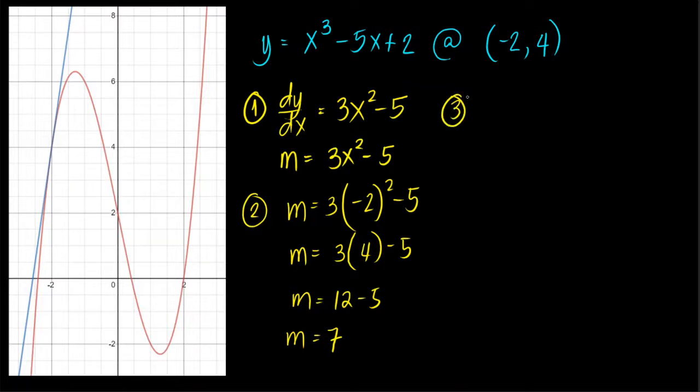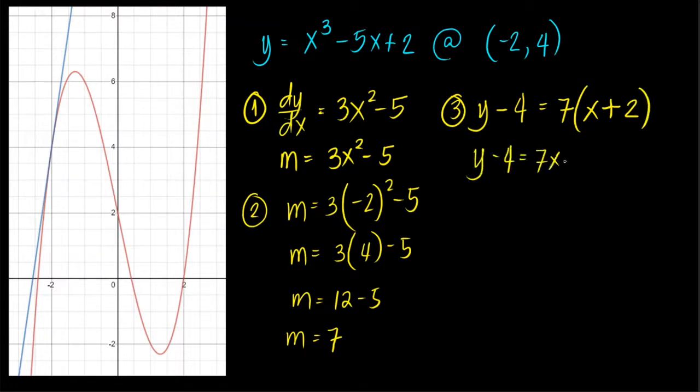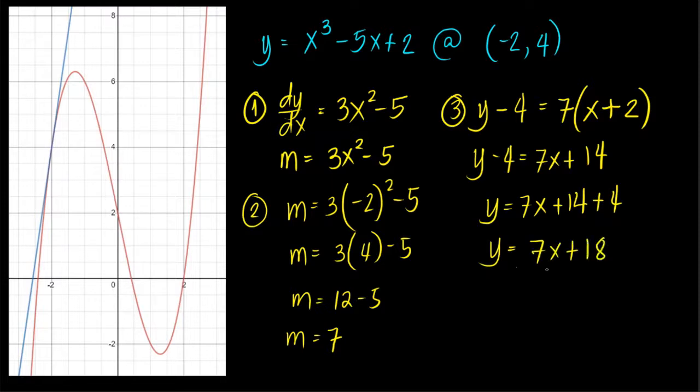Step 3, substitute in the point slope form. So, y minus 4 equals m times x minus x sub 1, and our x sub 1 is negative 2. So, minus negative is just plus 2. Simplify: y minus 4 equals 7x plus 14. So, transpose negative 4 to the right side, it becomes plus 4. Y equals 7x plus 18.